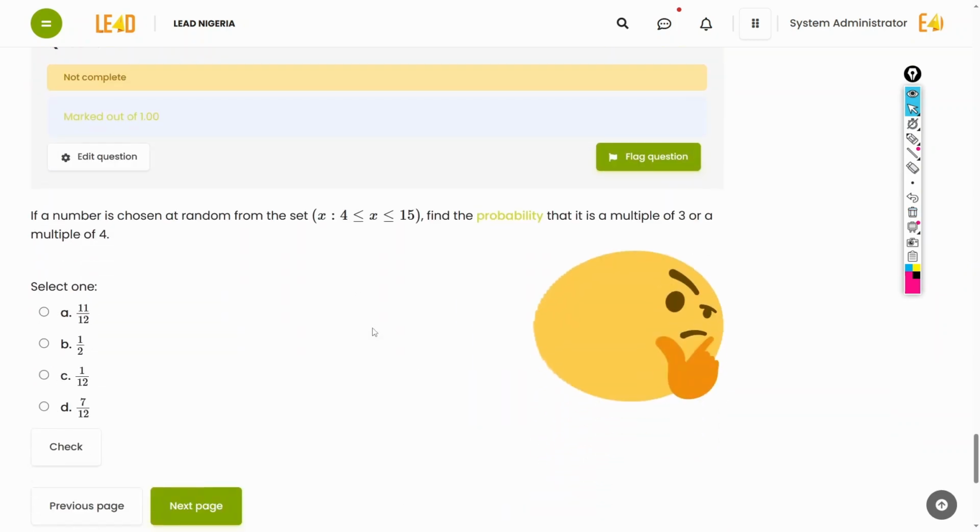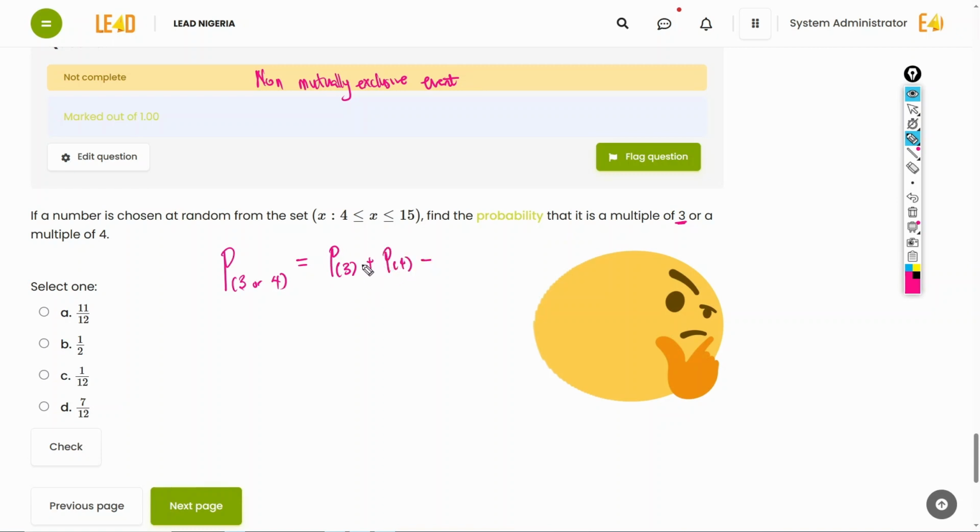Okay, question 40. A number is chosen at random from the set. Find the probability that the number is a multiple of 3 or a multiple of 4. All right. So we are looking for the probability of 3 or 4. Now, this is a case that is not mutually exclusive, because a number can be a multiple of both 3 and 4, right? So it's going to be probability of 3 plus probability of 4 minus probability of 3 and 4.